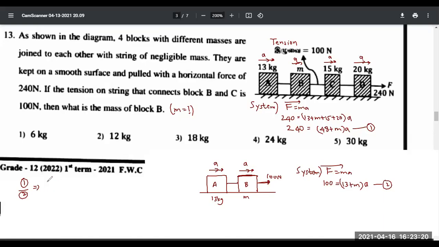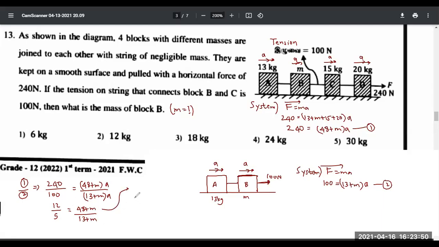Never mind. To reduce confusion, I'll write the whole thing. 240 divided by 100 equals, on the right hand side, you are going to have 48 plus m into a divided by 13 plus m into a. Right. So when you simplify, here you will have 12 over 5. You can divide both by 20. a and a will get cancelled off, leaving 48 plus m over 13 plus m. And then what can we do? Let's do the cross multiplication.